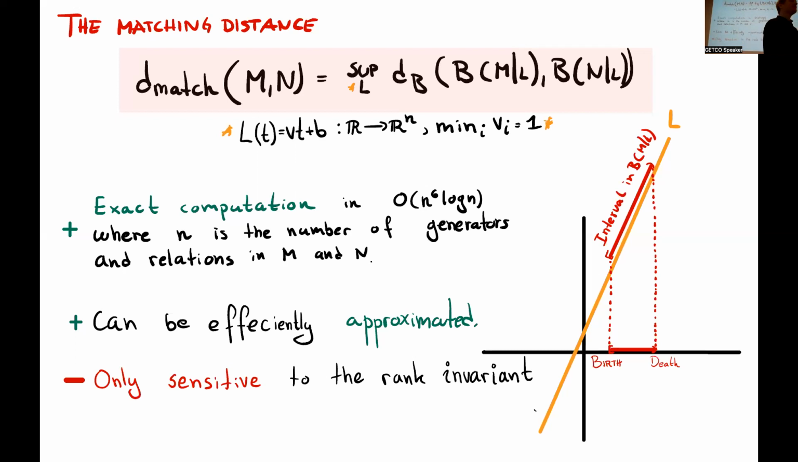Okay, so it's not very fast. But what's more important is that it can be very efficiently approximated. So you can use this in practice, and there are implementations out there. But again, it's only sensitive to the rank invariant.